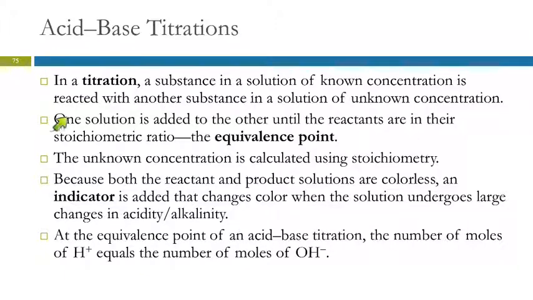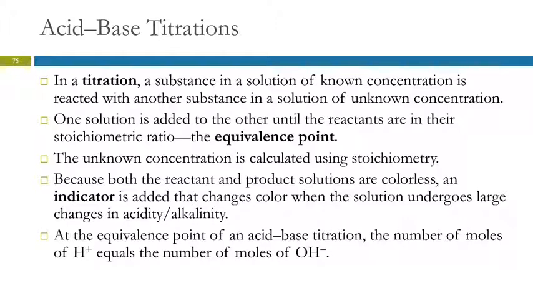So we add one solution to the other until the reactants are in their stoichiometric ratio. That's known as the equivalence point. You've added just enough so that all of it reacts. And then we can calculate the unknown concentration. Well, the trick is, how do you know when you've added just enough, right? You have an acid and base solution, you mix them together, they're both colorless. The solution that's being formed is colorless. How do you know when to stop?